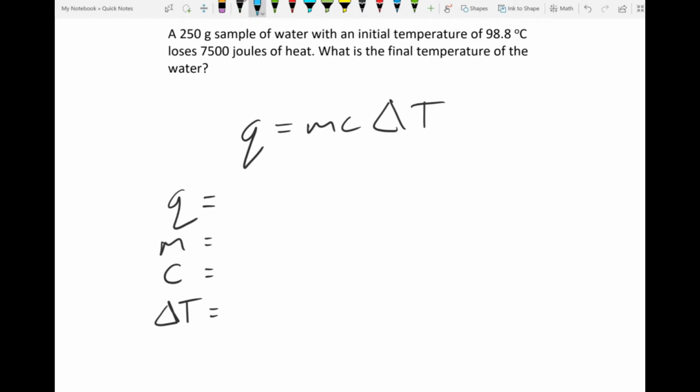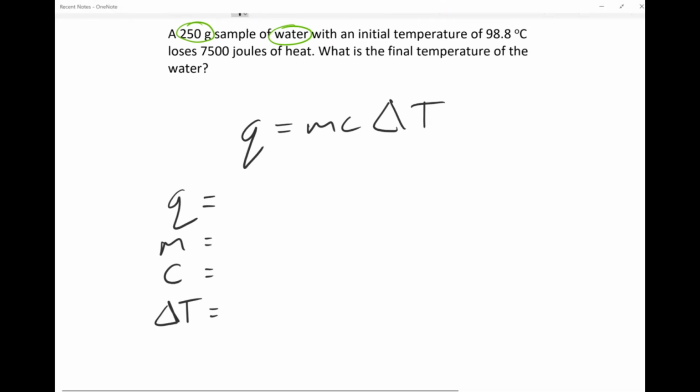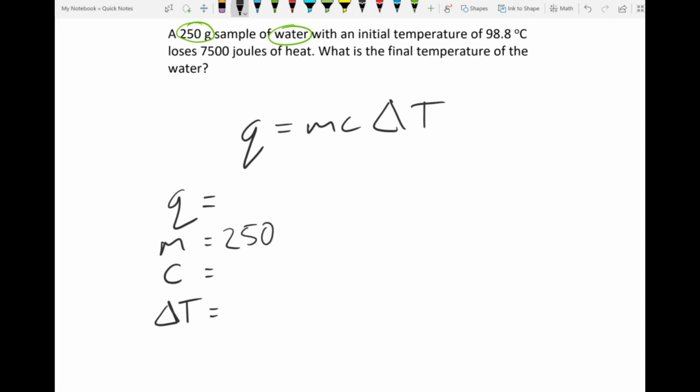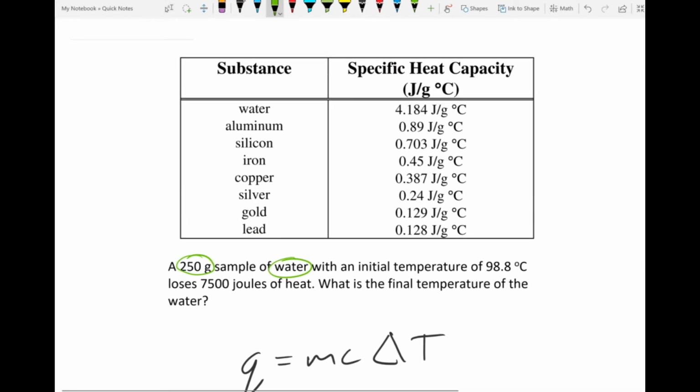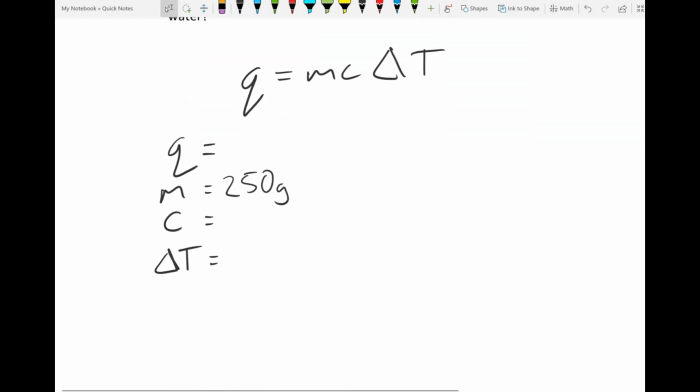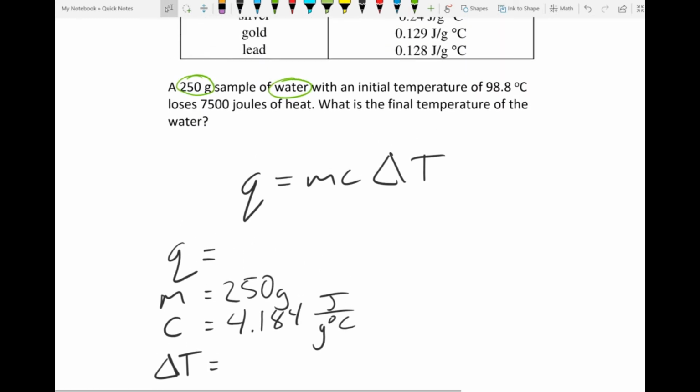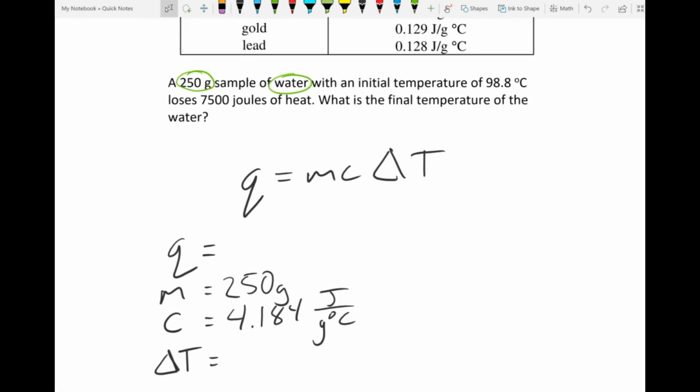So we have a 250 gram sample of water. Okay, so a 250 gram sample of water is probably going to be the thing that's going to heat up. This is going to do us a huge favor because the 250 grams is the mass, and right off the bat, because we know it's water, we should be able to find the specific heat if we need to. So water, right there, 4.184 joules. The specific heat of water is 4.184 joules per gram degrees Celsius. Cool. So right off the bat, within the first 5 words, we have 2 things.